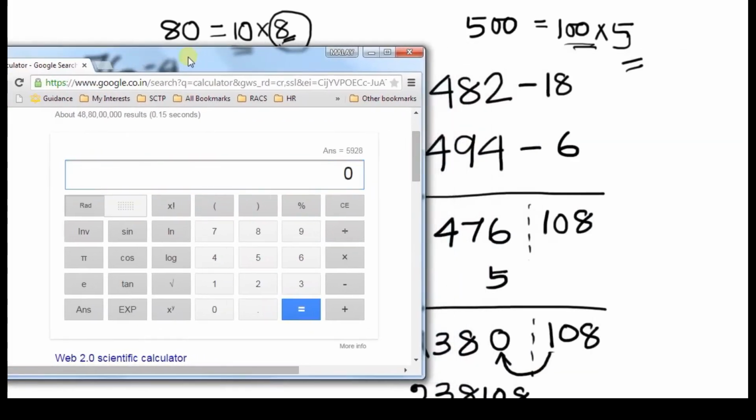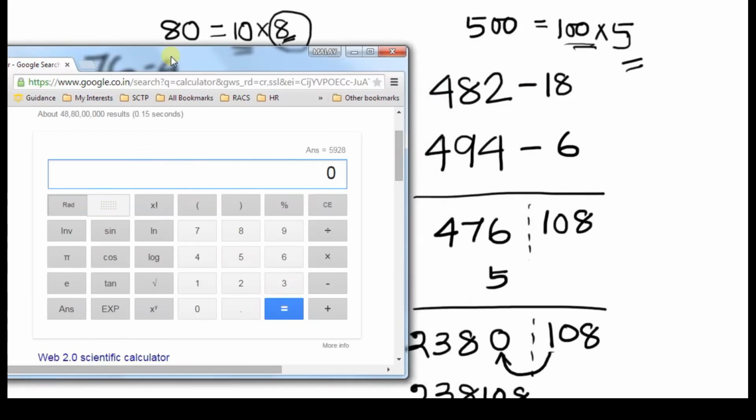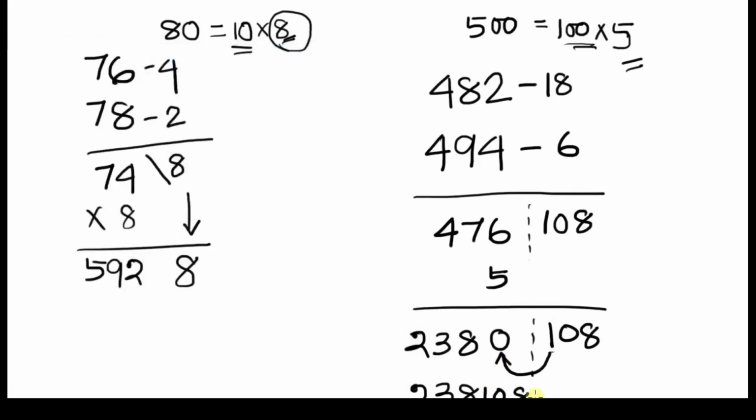So 8, keeping here from the top, I just keep 8 here. Then 74 times 8: 4 eights are 32, so 2 and 3 carried. 7 eights are 56 plus 3 is 59. So my answer is 5,928. If I take a calculator to check this, 76 into 78 is 5,928. That is our answer.